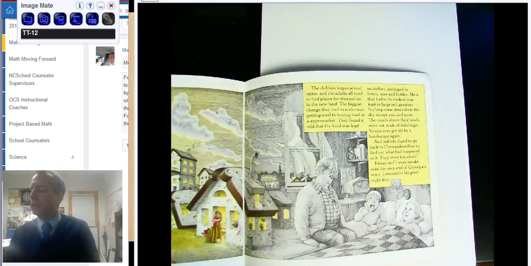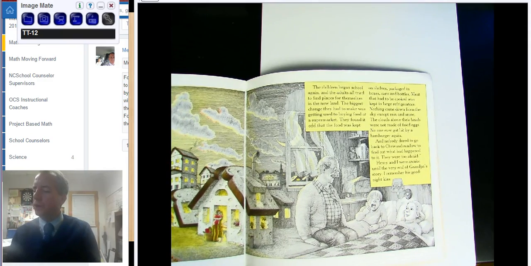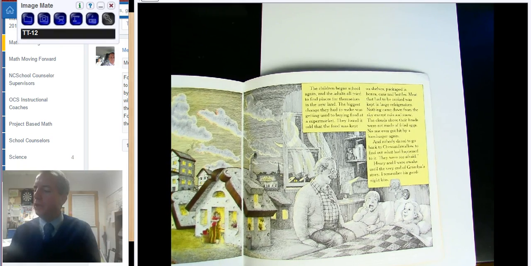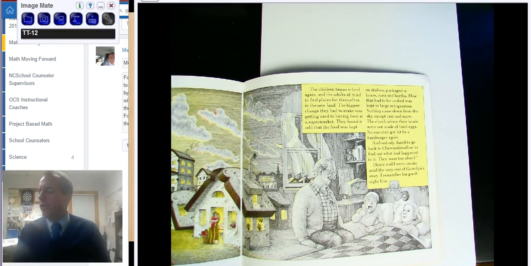The children began school again, and all the adults tried to find places for themselves in the new land. The biggest change they had to make was getting used to buying food at a supermarket. They found it odd that the food was kept on shelves, packaged in boxes, cans, and bottles. Meat that had to be cooked was kept in large refrigerators.